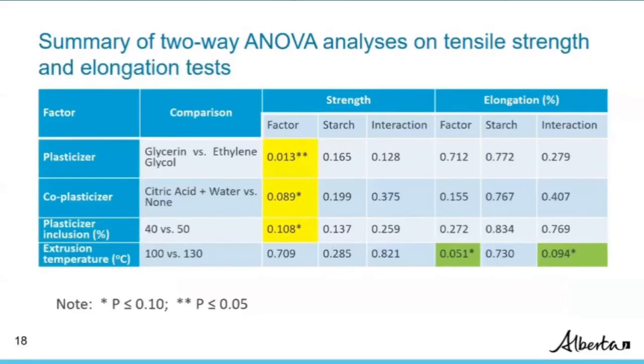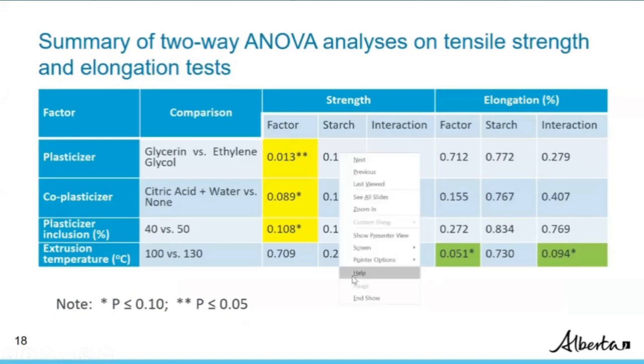What we found from our project, this is a summary of the two-way ANOVA analysis on tensile strength and elongation. And in the table, you can see that there are 5 factors there. Starch is the first main factor. And either of the other 4, plasticizer, co-plasticizer, plasticizer inclusion, or extrusion temperature, could be a second factor.